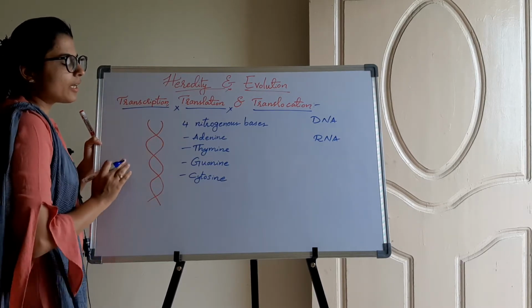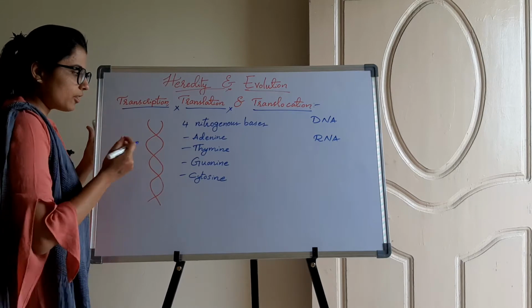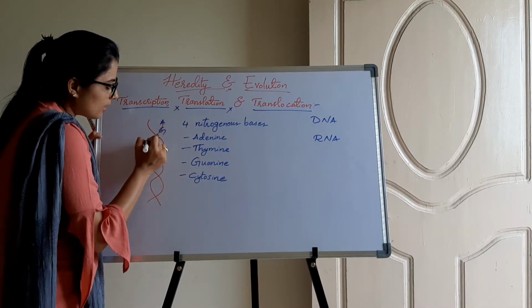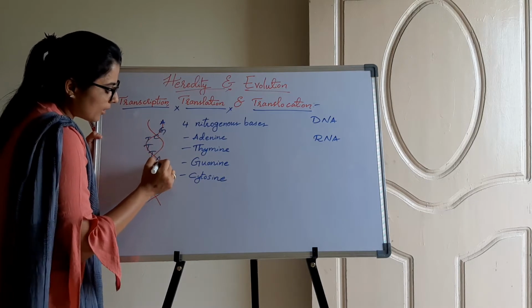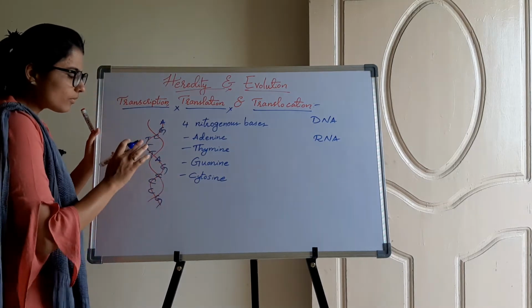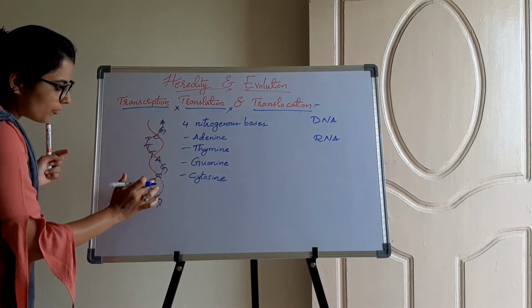Both the strands of DNA are made up of these 4 nitrogenous bases. They can be present as adenine, guanine, cytosine, thymine, thymine, thymine, adenine, guanine, cytosine, cytosine, cytosine, guanine. This is the single strand of DNA.